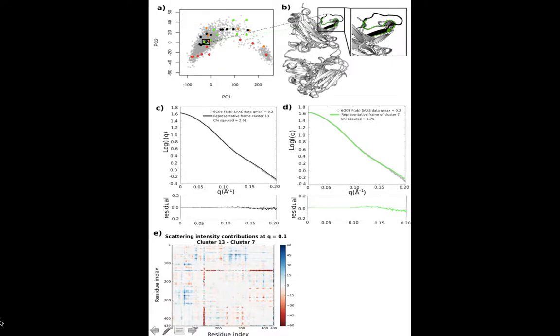Hi there. So in this study, we wanted to understand the differences observed between a crystal structure and solution data for an antigen binding fragment, or Fab, called 6G08.